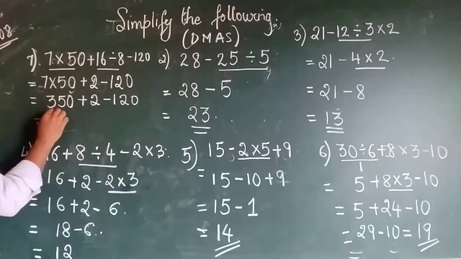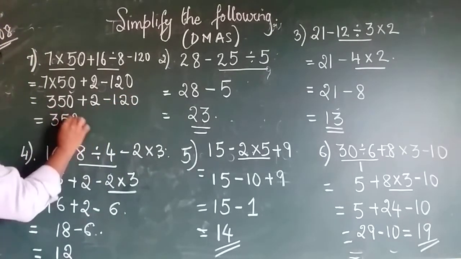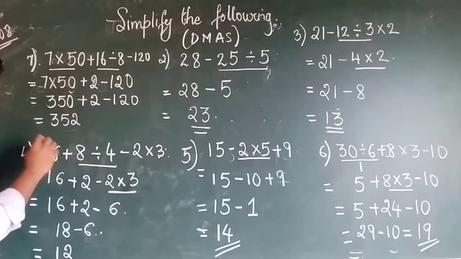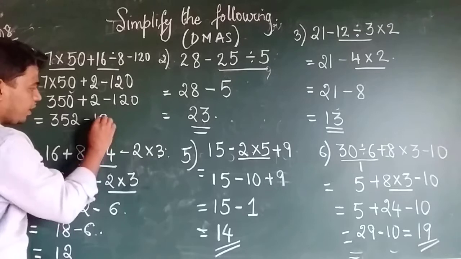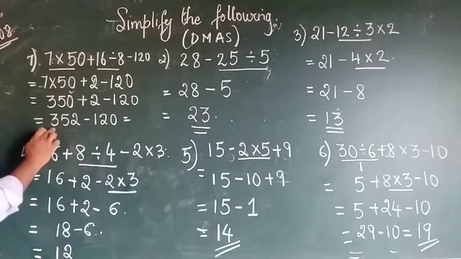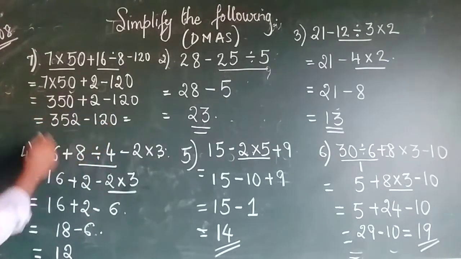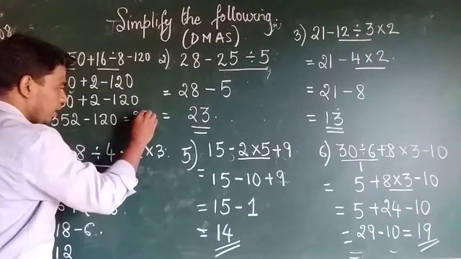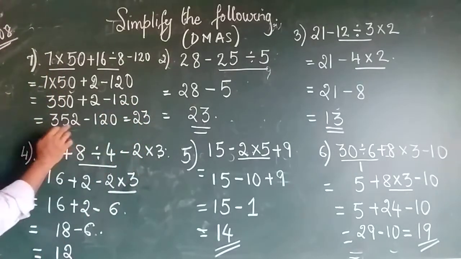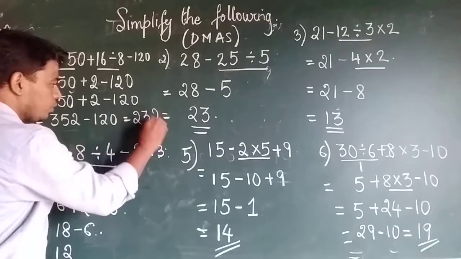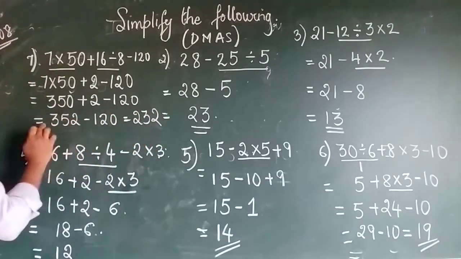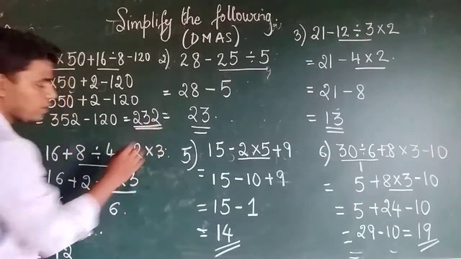So you get 352. 350 plus 2 is 352, minus 120. Okay, if you remove 120 from 352, 2 minus 0 is 2, 5 minus 2 is 3, 3 minus 1 is 2. So 232 is your answer.